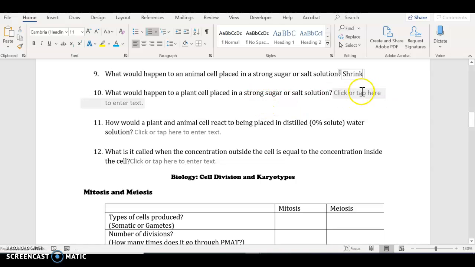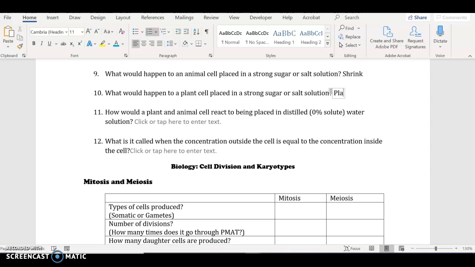What would happen to a plant cell put in the same situation? Well, the whole plant cell doesn't shrink, just the insides, because that cell wall is rigid and protects. This is something called plasmolysis, where you break the plasma. So you just shrink the inside.